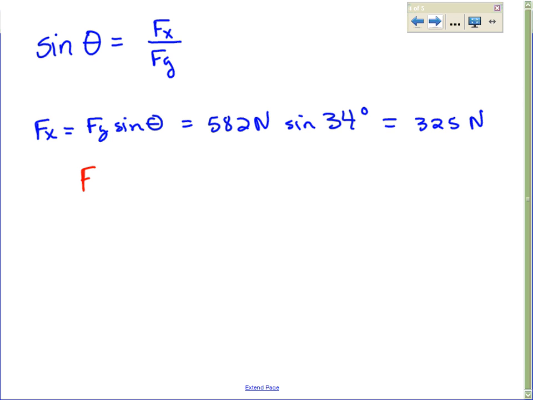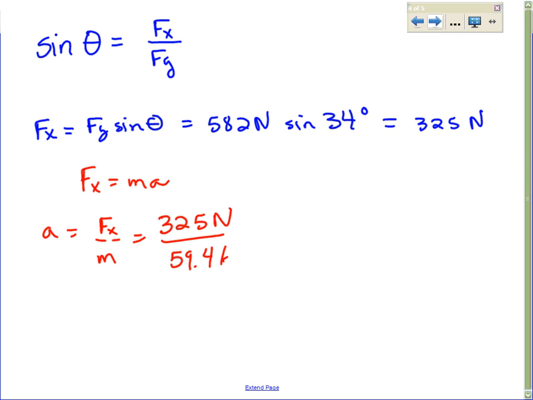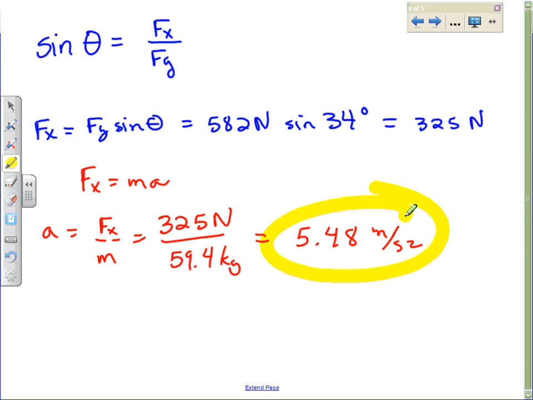So going back to our Fx equals mass times acceleration. Trying to find a, so Fx over m is equal to 325 newtons over the mass of the crate, which was 59.4 kilograms. The acceleration is 5.48 meters per second squared down the inclined plane.